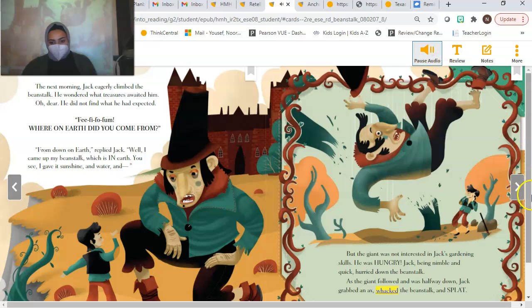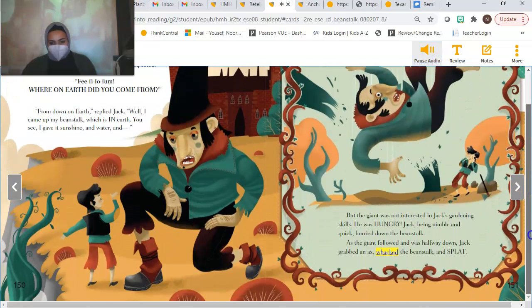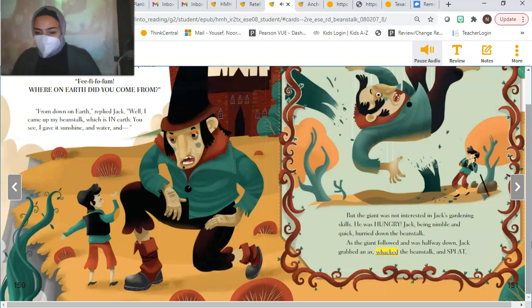But the giant was not interested in Jack's gardening skills. He was hungry. Jack, being nimble and quick, hurried down the beanstalk. As the giant followed and was halfway down, Jack grabbed an axe, whacked the beanstalk, and splat!